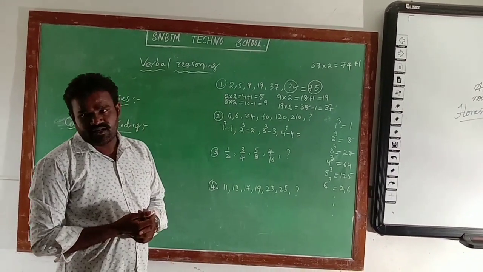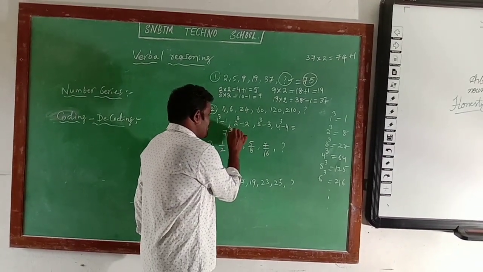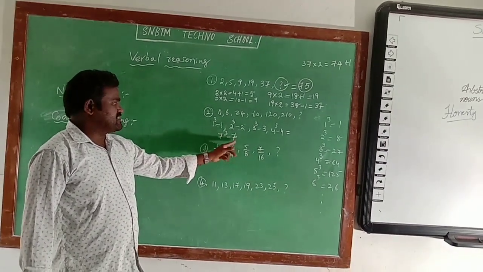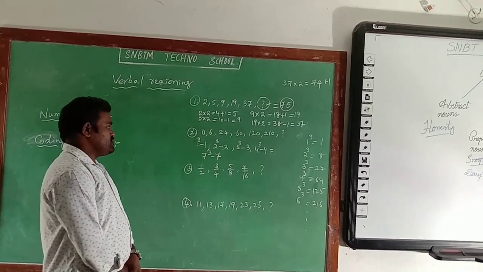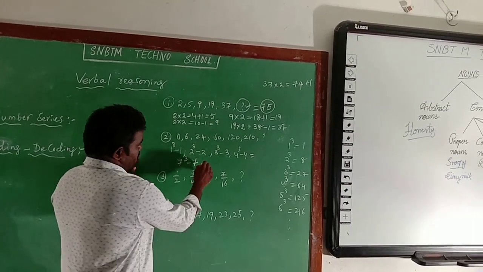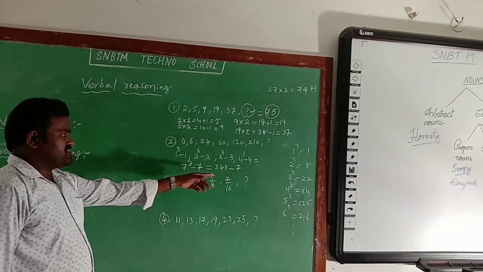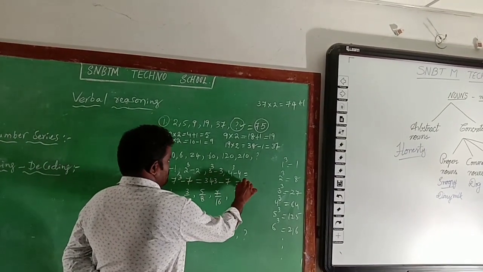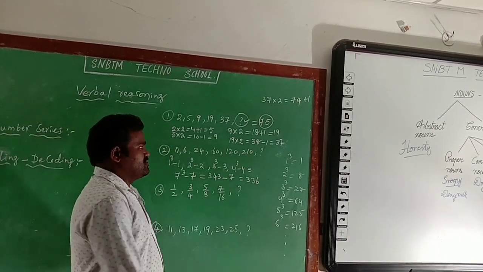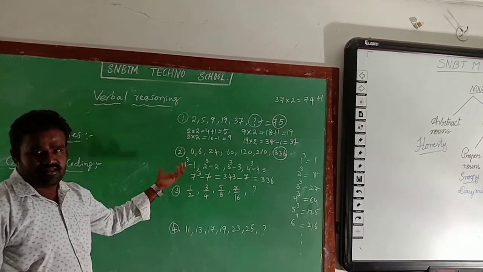Guess the next number. So after 6 cube, what is the number? Clearly 7 cube minus 7. Actually the number is 7 cube. Pattern is 7 cube minus 7. 7 cube value is 343. So 343 minus 7 is 336. 336 is the correct answer. So this is the second one.